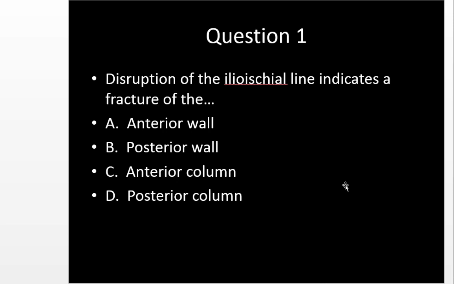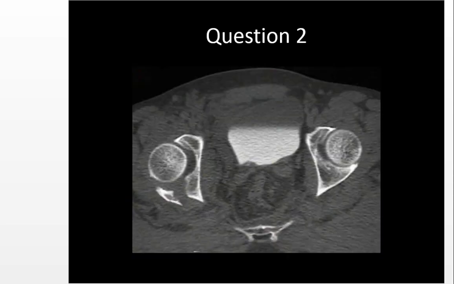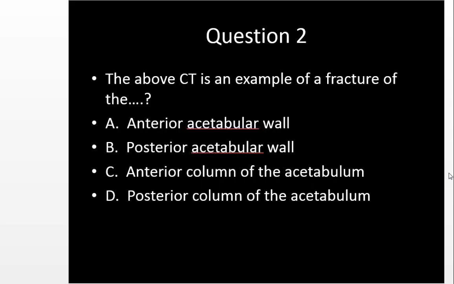Disruption of the ilioischial line indicates a fracture of what? The ilioischial line, remember, represents the posterior column on a plain film. So that would be disruption of the posterior column, D. And the iliopectineal line represents the anterior column, remember? So the answer here is D. Question 2: we're showing an axial CT image through the level of the hips, and notice this is the posterior wall. It's been displaced posteriorly, so this is an isolated posterior wall fracture, which is the most common type of acetabular fracture that you're going to see. So the answer here is B.